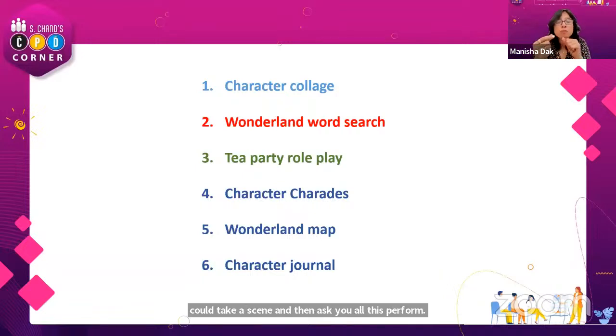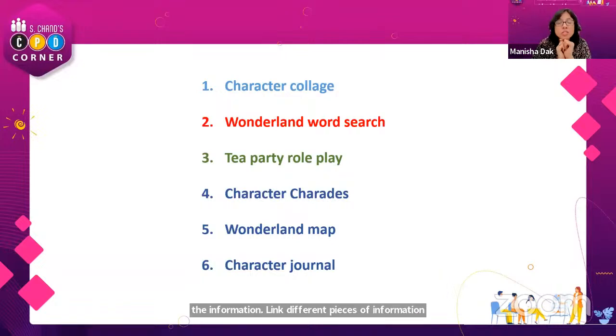To be able to perform, they actually need to identify not just the dialogues that the characters are saying, but also the setting, where they are, what needs to happen before the dialogues are taking place. Character charades, they could mime and let others guess. And to be able to do that, they need to understand certain characteristics of those characters so that they can mime. Wonderland map, they could create a map so they can read the information, link different pieces of information, and then create a map based on that.